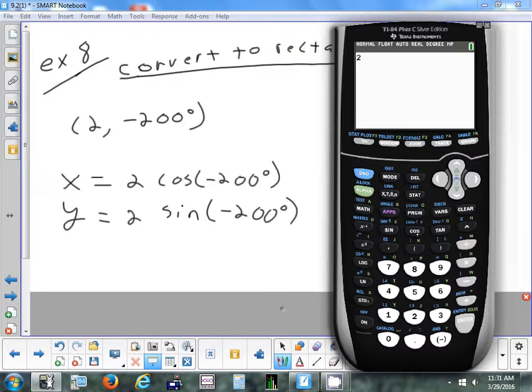Right, so let's do 2 cosine negative, I'll put in the negative 200, and we get negative 1.88.